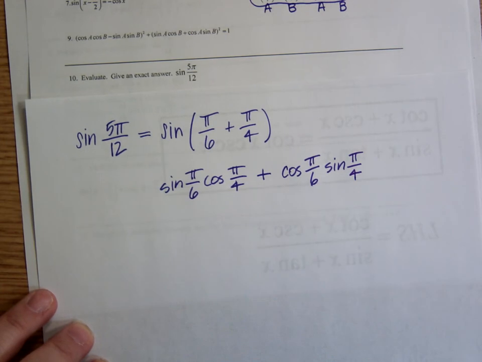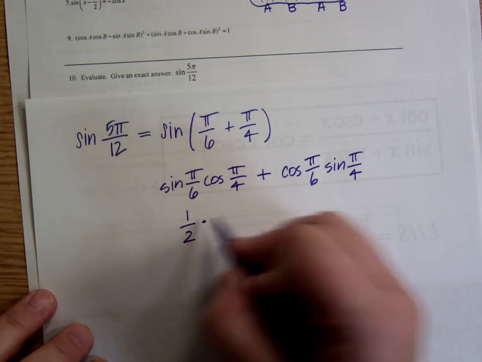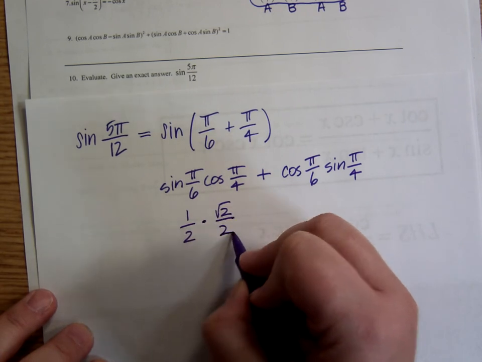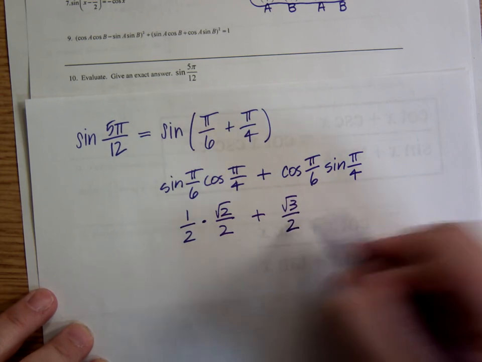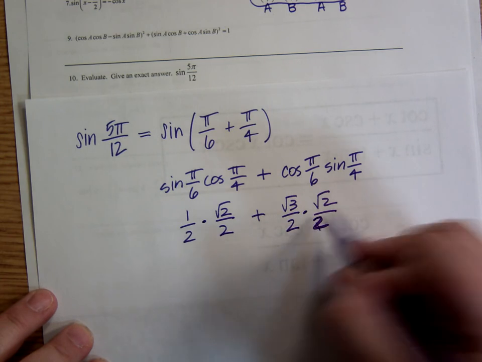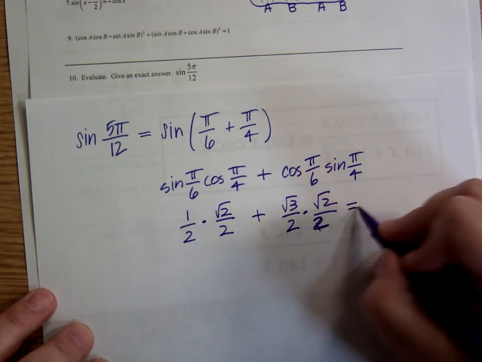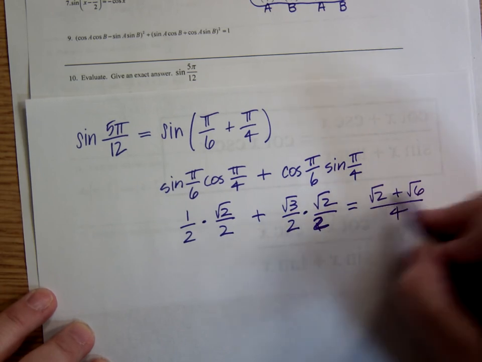Sine of pi over 6, that's 1/2. Cosine of pi over 4, square root of 2 over 2. Cosine of pi over 6, root 3 over 2. Sine of pi over 4, root 2 over 2. Sorry, that's 2. So my answer here is root 2 plus root 6 all over 4. And then I'm done.